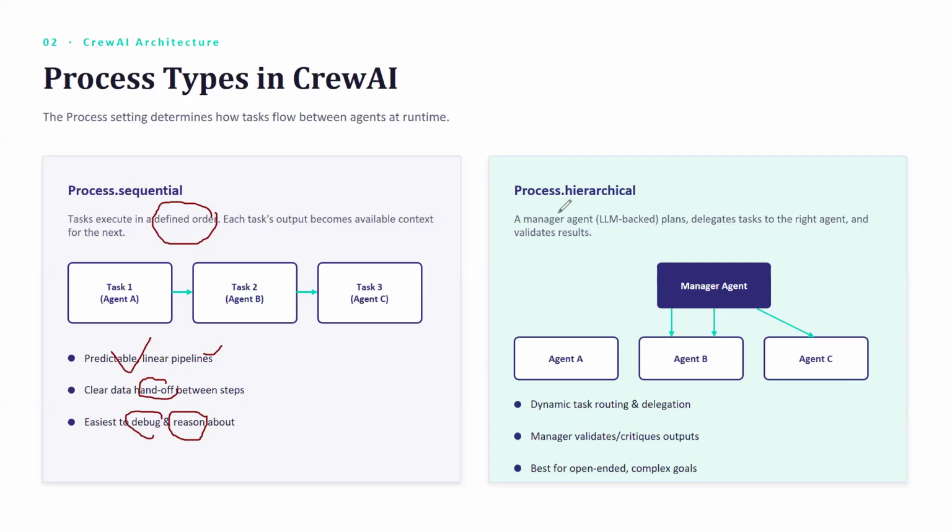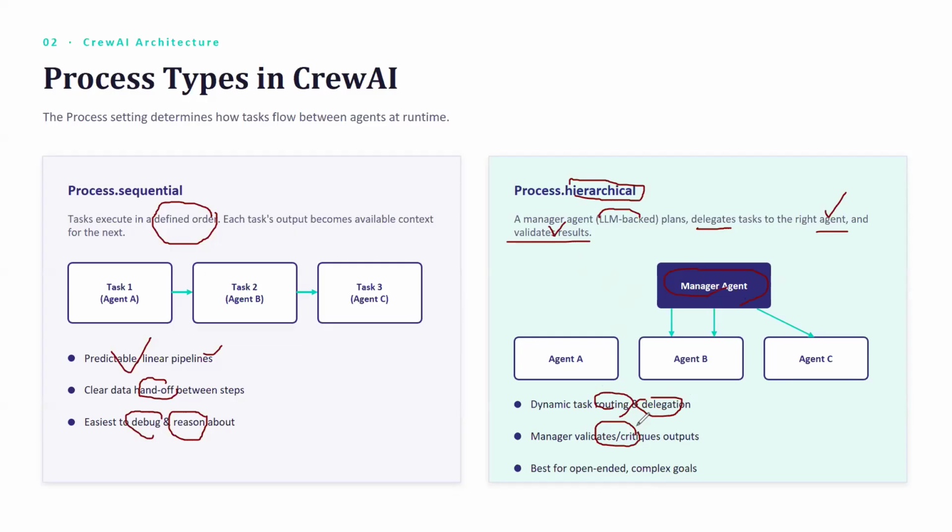Now on the right side, we have this hierarchical process, this strategy. Let's say there is some LLM, and it will delegate the task, divide the task to the right agent and validate the result. One agent will work, another agent will also work in parallel. It's like dynamic routing, and then subdividing the task. The manager agent, sitting on top of the validator agent and writer agent, will validate the output. It's like a critique agent.